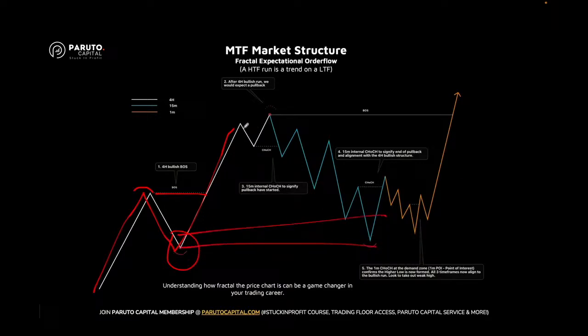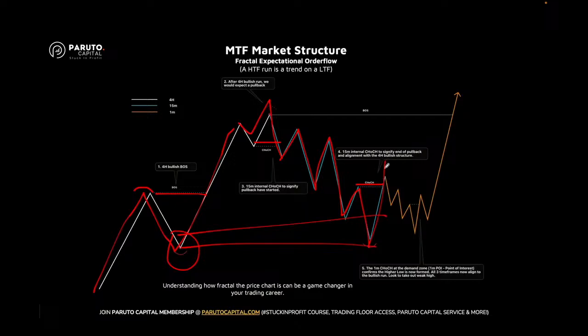So we see that price did its thing, changed character here on the 15 minutes, and then continued, respecting the bearish internal order flow. It comes into the zone, and then what happens? It changes character again. So we know that now the market is ready to move up. And then what happens on the 1 minute?